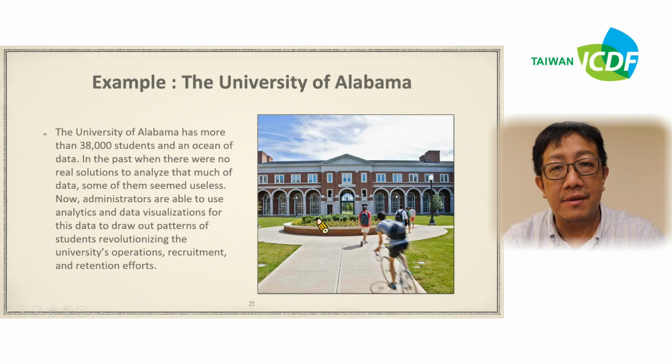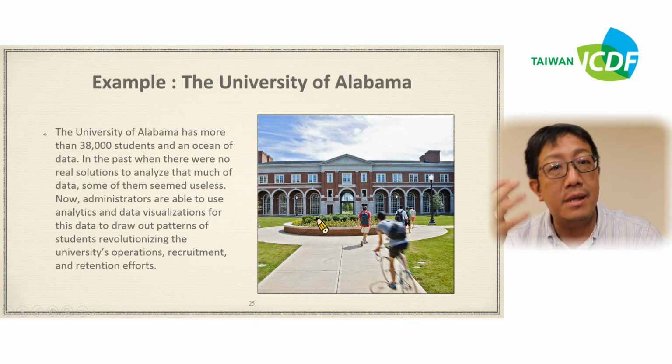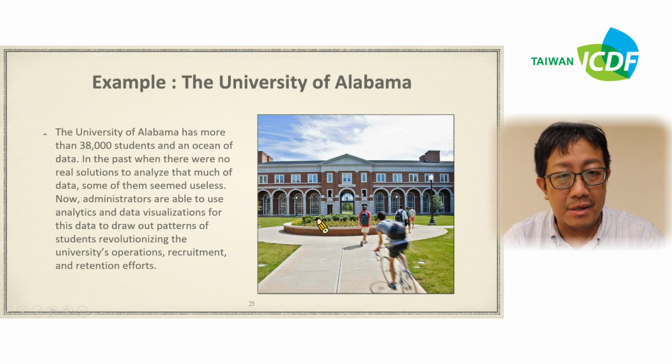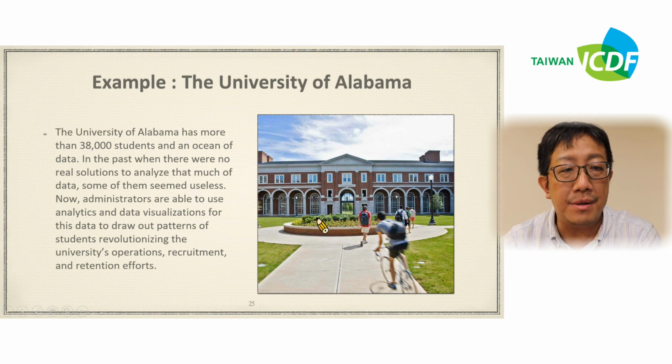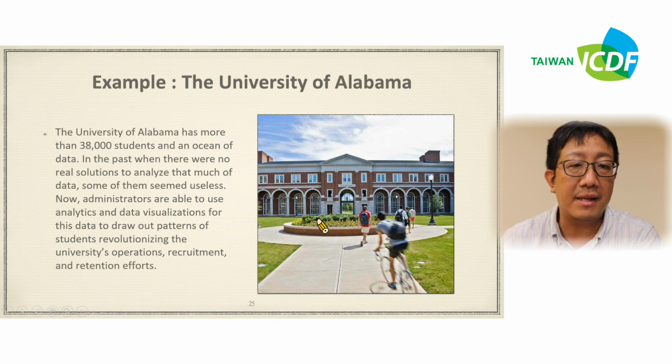For example, the University of Alabama. The university has more than 38,000 students. They have an ocean of data. In the past, when there was no real solution to analyze so much data, some of it seemed useless. Nowadays, the administrators are able to use analytics and data visualizations to draw out patterns of the students, so they can see how the university operates, recruitment, retention, everything.